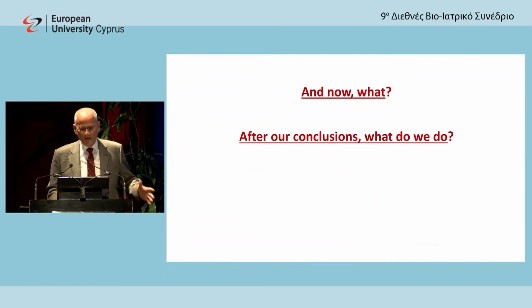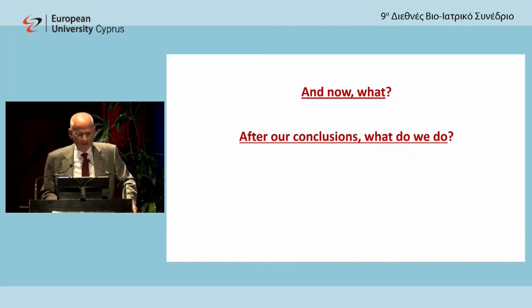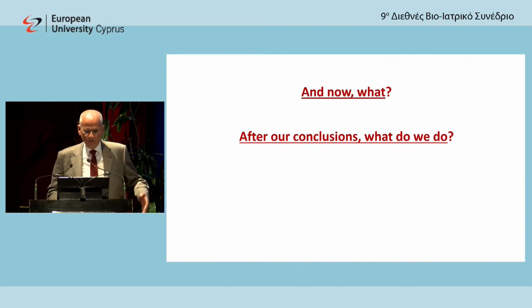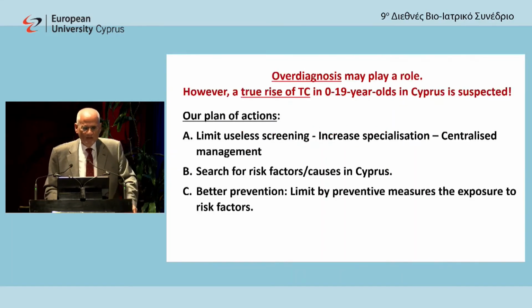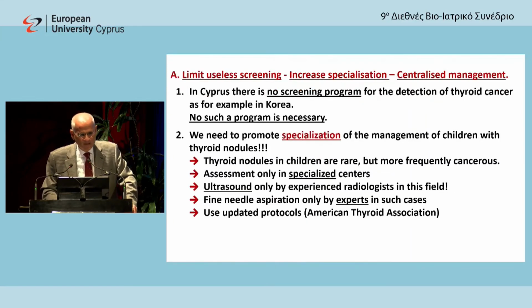And now I end my presentation. So we found these things, I presented you the situation, and now what? After our conclusions, what do we do? Because we do something because we want to arrive to something. Now we have a plan, and our plan of action has 3 domains for our age group. I will explain them a bit more.